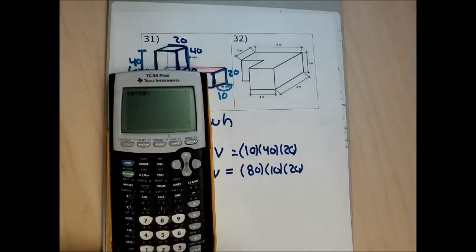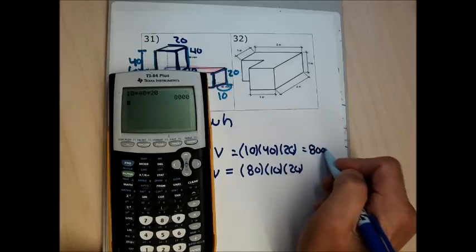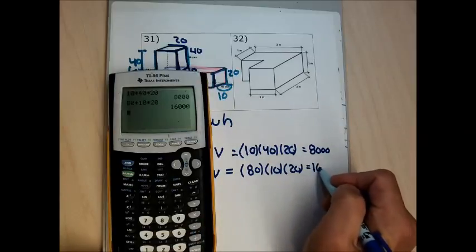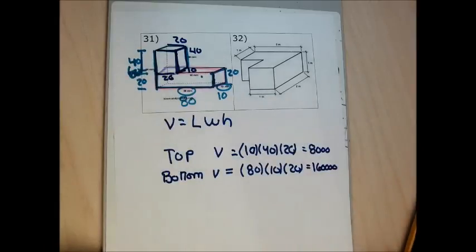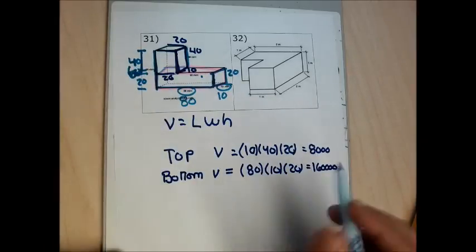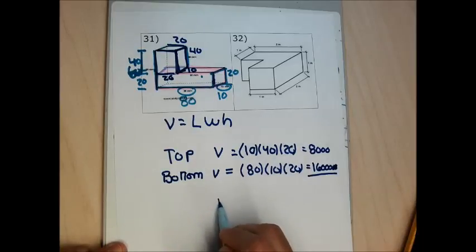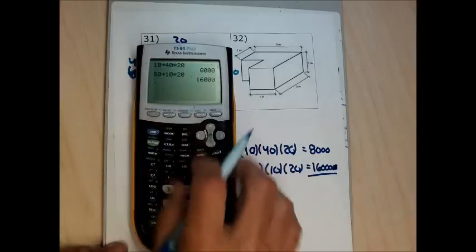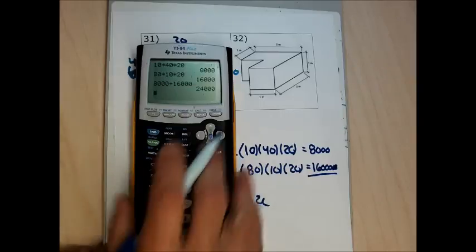So 10 times 40 times 20 for the top, which is 8,000 cubic millimeters, and the bottom 80 times 10 times 20, which is 16,000 cubic millimeters. And then I'm going to add these together. And 16,000 plus 8,000 is 24,000. So the answer is what I get when I add the 8,000 plus the 16,000, and that's going to be 24,000.